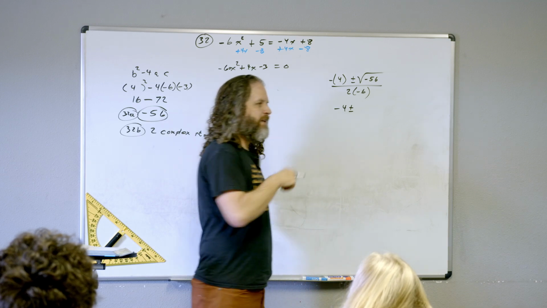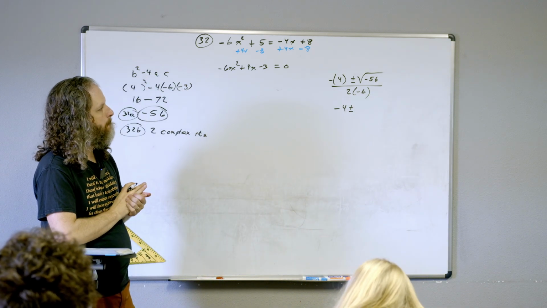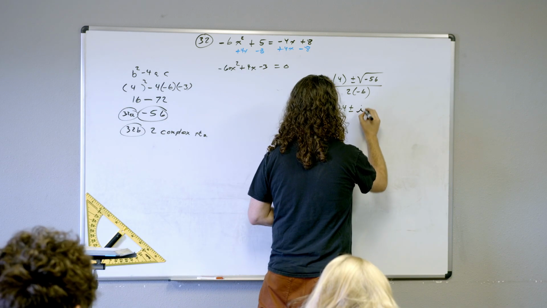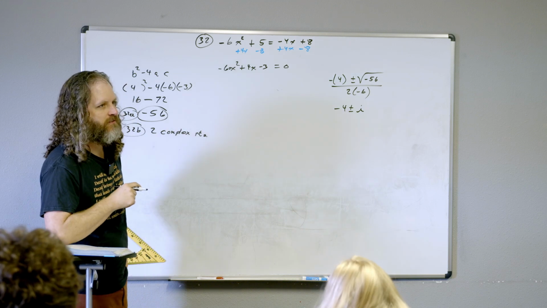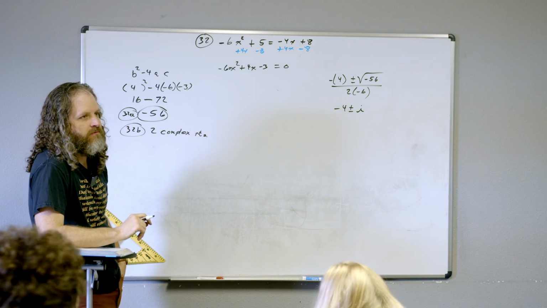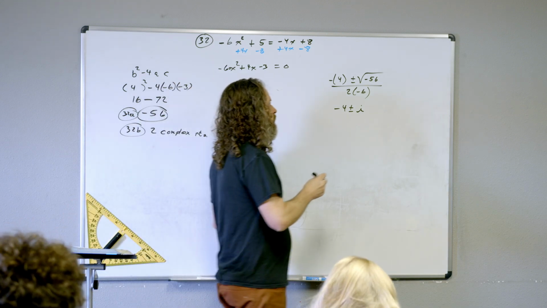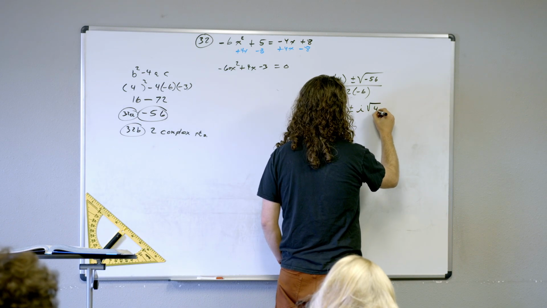So what's the fact that it's a negative in the square root tell us? It's going to have i. Then we need to reduce, if possible, this square root. Are there any perfect squares that go into 56? 2 is not a perfect square. 4, absolutely. What's 56 divided by 4? 14.